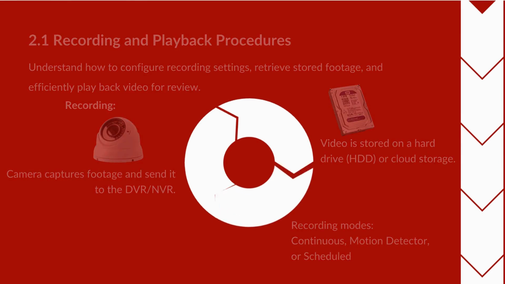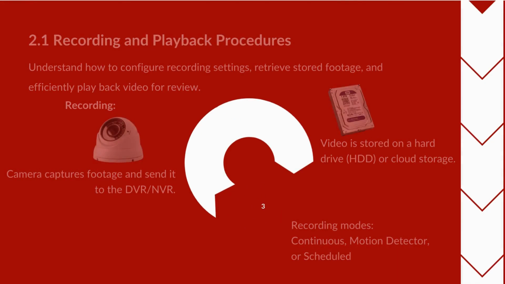Then in some other area where there's no motion all the time, you can do motion recording. So once there's motion, it records. When there's no motion, it does not record. So you can save your space and save your time of rewinding.